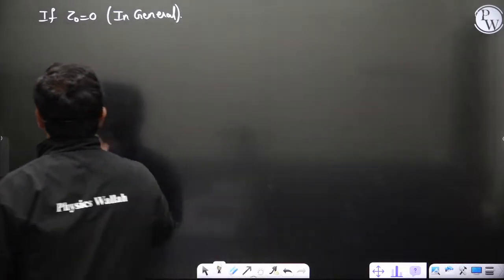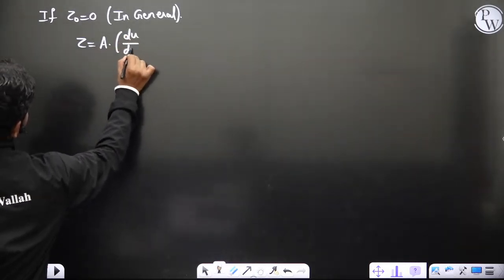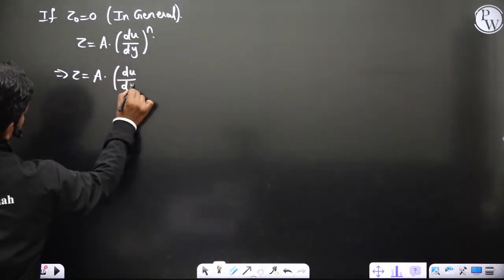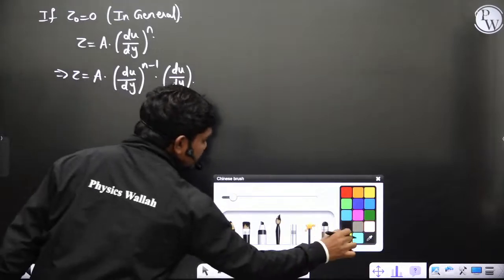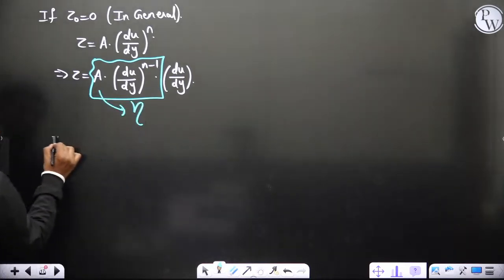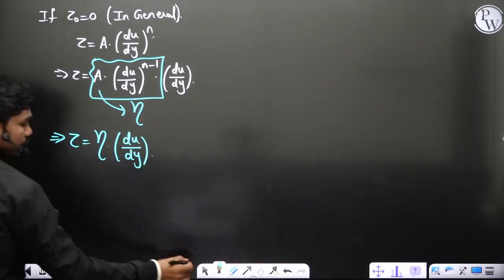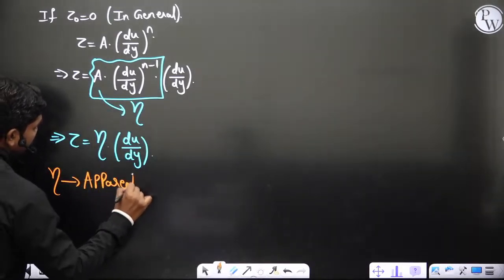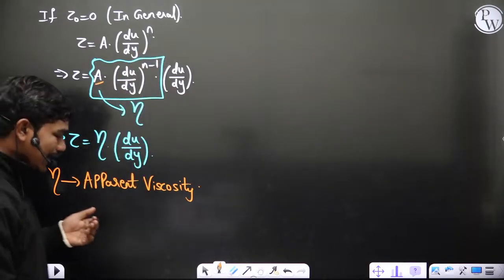So if tau naught is equal to 0, in general you can see tau is equal to A into du by dy whole power n. This expression can be slightly modified as A into du by dy whole power n minus 1 into du by dy. Now this combination which is here, if you call this, for example, eta, this expression can be written in terms of Newton's law as eta into du by dy, and this eta is actually called apparent viscosity. These two constants A and n depend upon the type of fluid we are taking, and we'll see that.